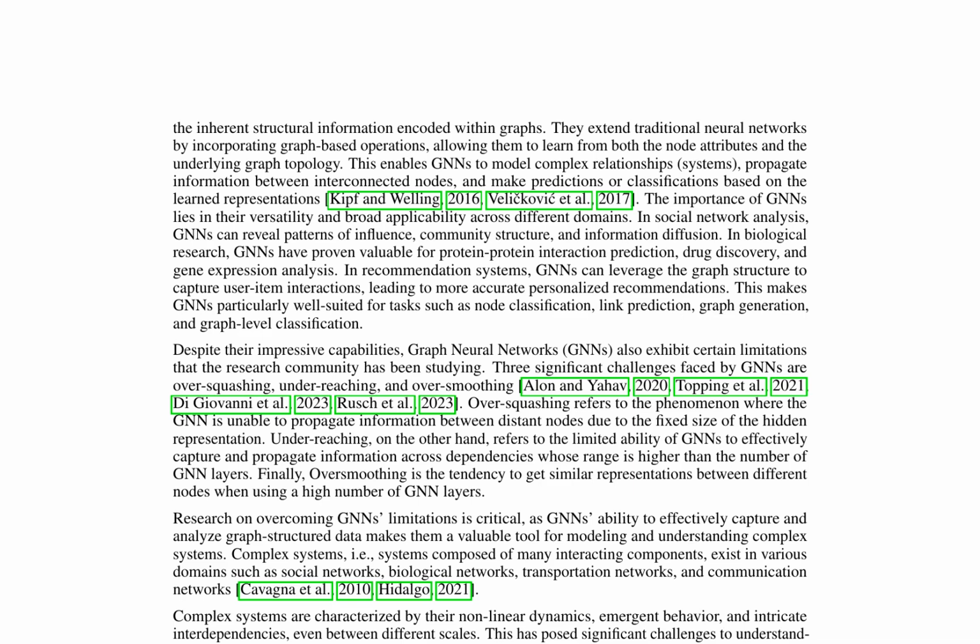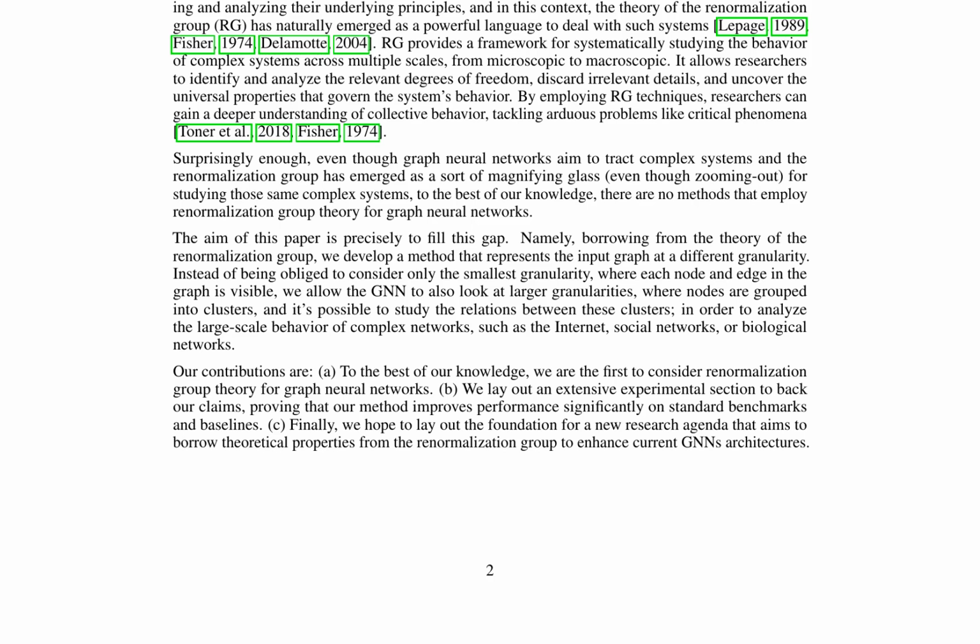Instead of considering only the smallest granularity, where each node and edge in the graph is visible, the proposed method allows the GNN to also look at larger granularities, where nodes are grouped into clusters, and it's possible to study the relations between these clusters. This approach enables the analysis of the large-scale behavior of complex networks, such as the internet, social networks, or biological networks. The contributions of this work include introducing the concept of applying renormalization group theory to graph neural networks, an extensive experimental section to back up the claims, and laying out the foundation for a new research agenda that aims to borrow theoretical properties from the renormalization group to enhance current GNN architectures.